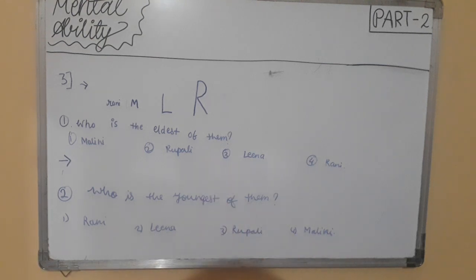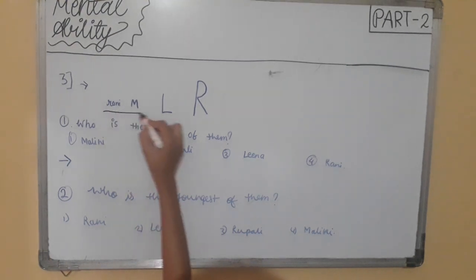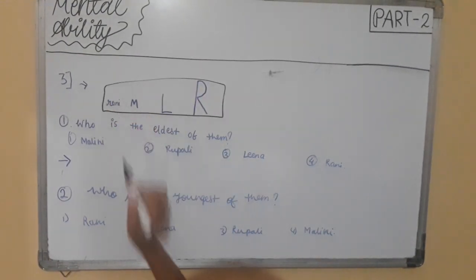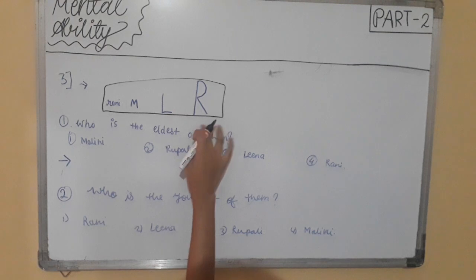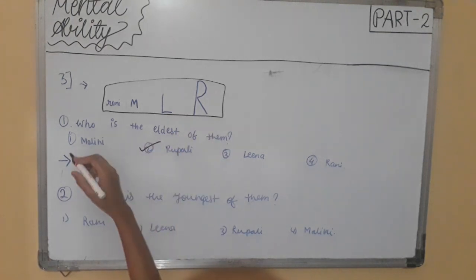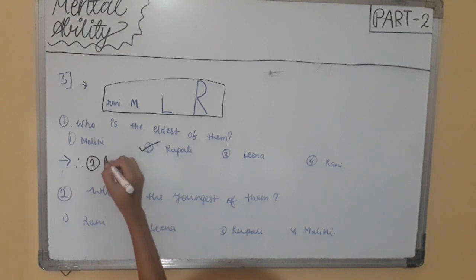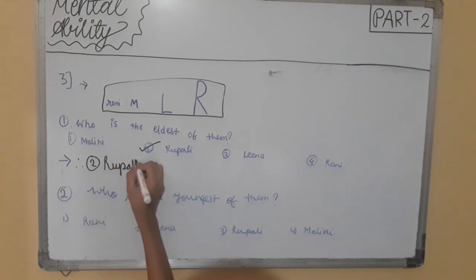Now, let's move towards the first question. Who is the eldest of them? Eldest means the biggest girl in the group. While reading the question, we have written it in a sequence. In that, capital R means Rupali. Rupali is the eldest of them. Therefore, our answer is option number 2. Eldest means older, the very big person in the whole group.